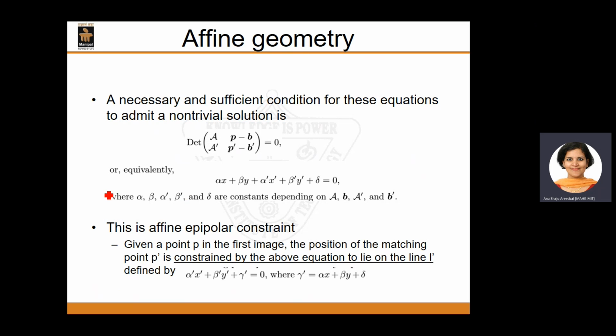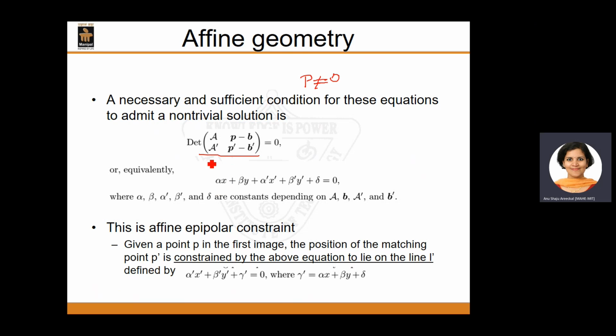Now one necessary and sufficient condition for these equations to give a non-trivial solution is that the determinant of this matrix that we just saw should be equal to 0. This ensures that the point P that we are trying to reconstruct is not 0, or not at the origin. It would be somewhere else. So in order to ensure that it gives us a non-trivial solution, we use the condition that the determinant of the matrix is equal to 0.